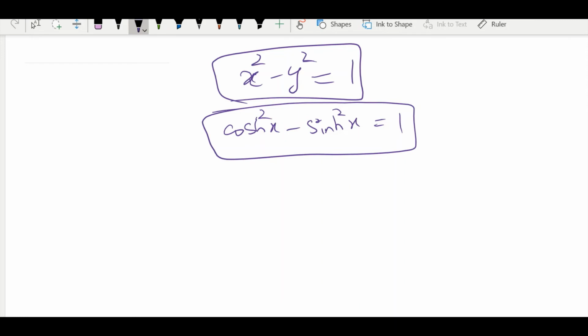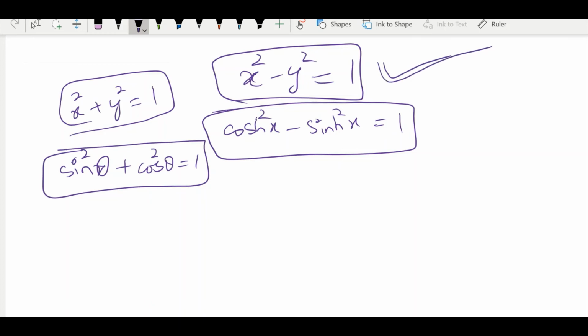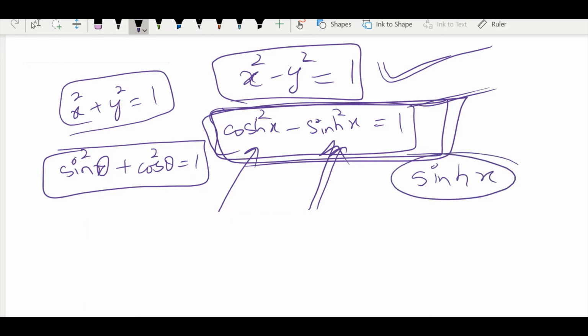In trigonometry, we have x square plus y square equals 1, the circle equation, where x equals sin theta and y equals cos theta, so sin square theta plus cos square theta equals 1. For this, the hyperbolic functions cosh and sinh satisfy this condition. And since they represent the hyperbola, they are named after that as sinh x, the hyperbolic sine function.